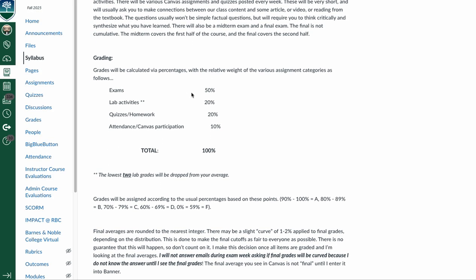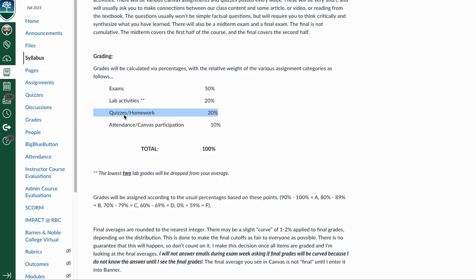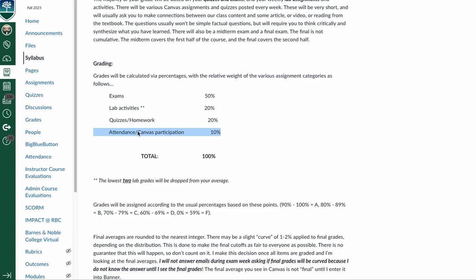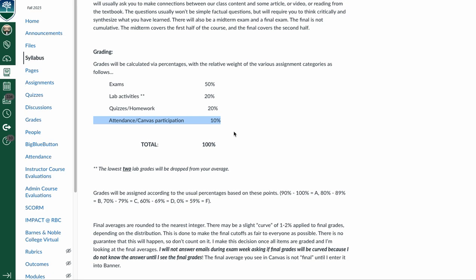As far as your grades, there'll be a midterm exam, a final exam, and occasional quizzes that count. Well, let's not call them quizzes because quizzes mean something different. Exams are worth half your grade. The lab activities are worth 20%. I will drop the lowest 2 lab grades from your average. Weekly homeworks and weekly quizzes are worth 20%. And then just being present in Canvas: every couple of weeks, I'll check Canvas just to make sure you logged in that week. And if you didn't, I'll knock your participation grade for that, just to make sure you're keeping up with the course.